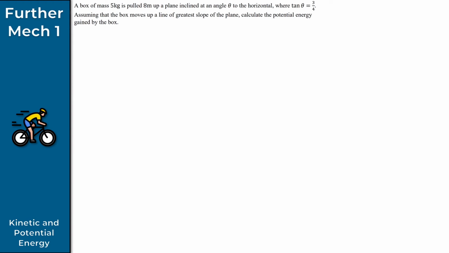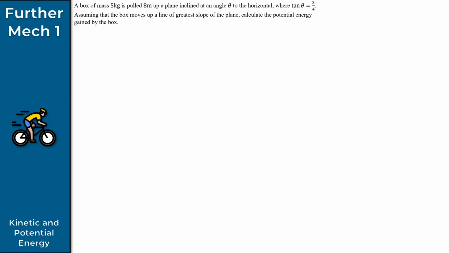And then finally, to finish with, we have the very last question, question 3. For question 3, as we can see, we have a box of mass 5 kilograms that's pulled 8 meters up a plane inclined at an angle theta to the horizontal, where tan theta is equal to 3 over 4. It says, assuming that the box moves up a line of greatest slope of the plane, calculate the potential energy gained by the box.